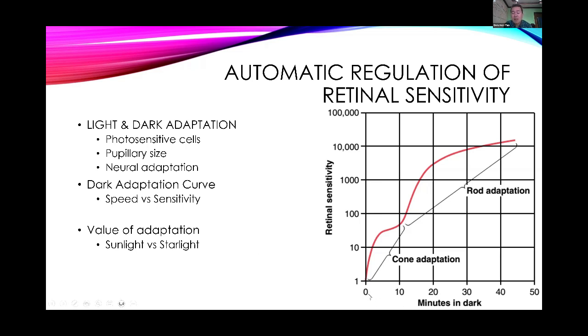Here, you have 0 minutes in the dark, meaning to say you just entered the very dark room. You just entered the movie house. Once you enter into a movie house, labo, madilim, I cannot find my chair. It is because the cones are adapting.